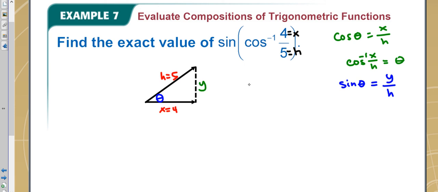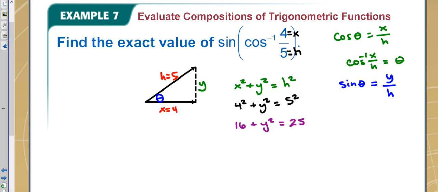So how do I find my y? Well, I use the Pythagorean theorem. x squared plus y squared is going to equal my h squared. In this case, my x is 4. So 4 squared plus my unknown y squared equals my h squared, which is 5 squared. Now let's simplify. 4 squared is 16, plus that unknown equals 25. I solve by subtracting 16, and I find out that y squared equals 9.